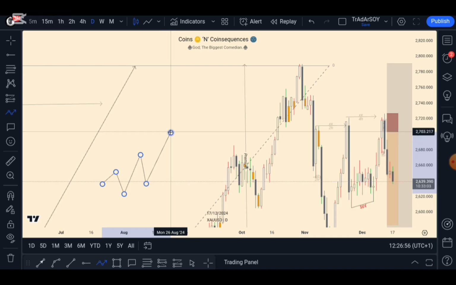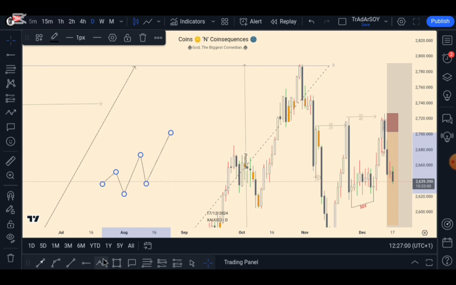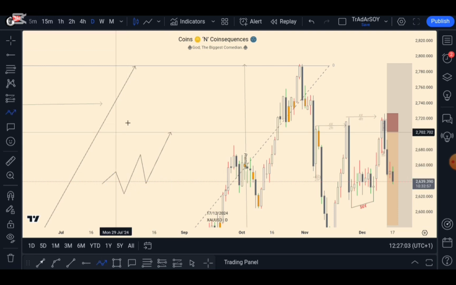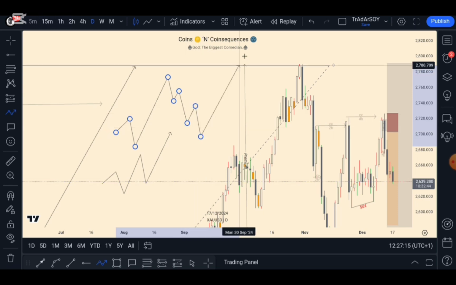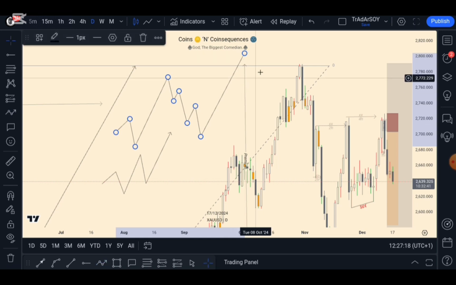Yeah, it's as simple as that. Or you can have this, it's still all the same thing. Change of character here, then return to order, return to order, return to order, then push up. Still the same thing.